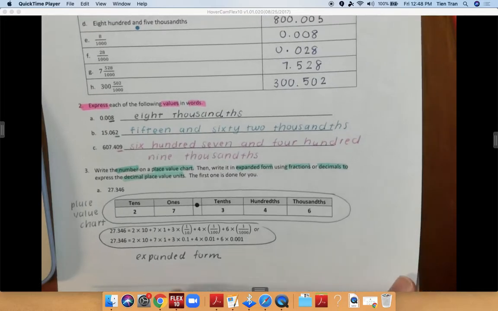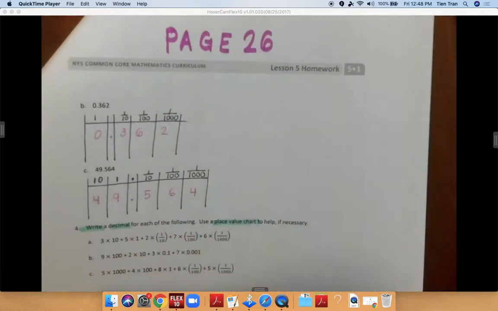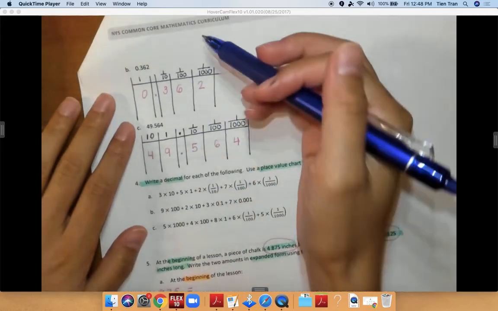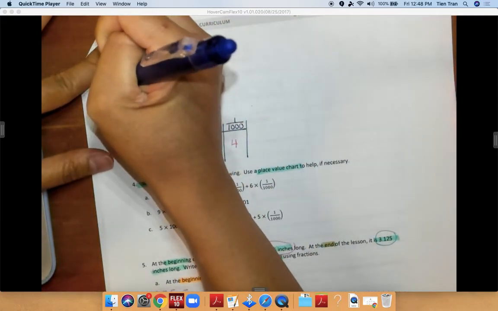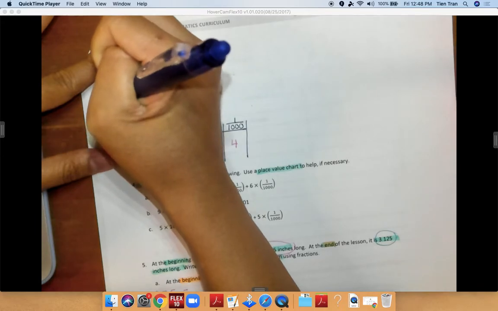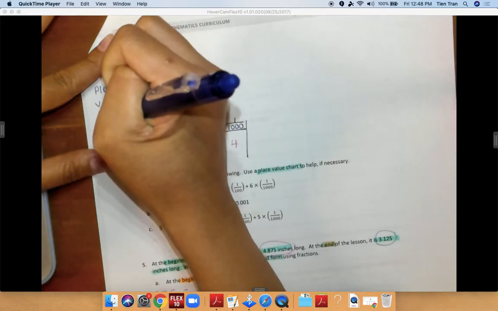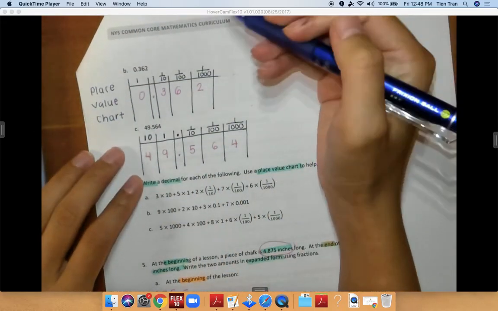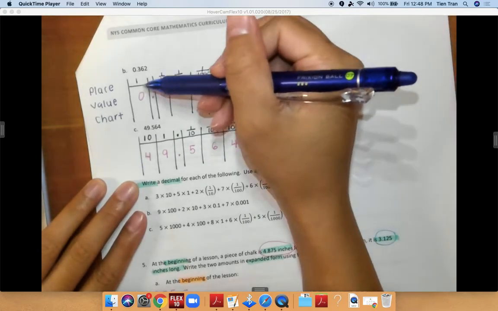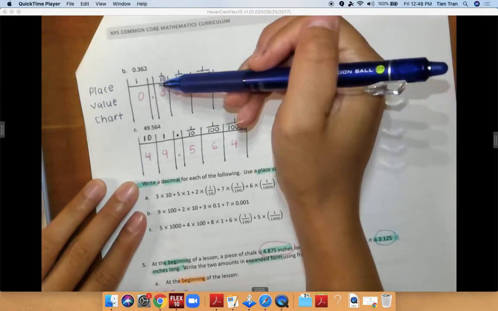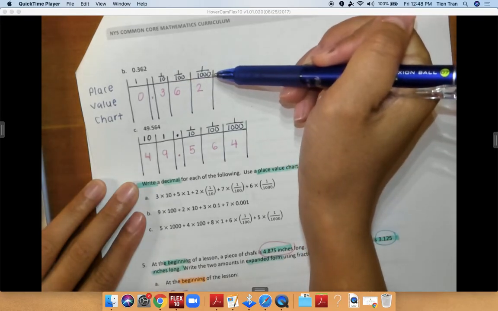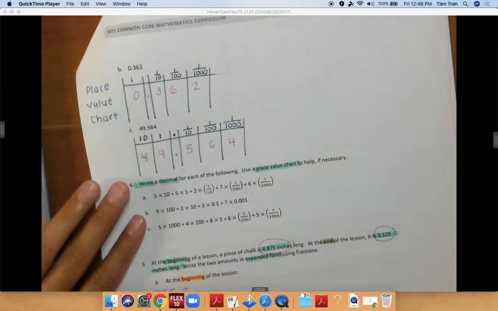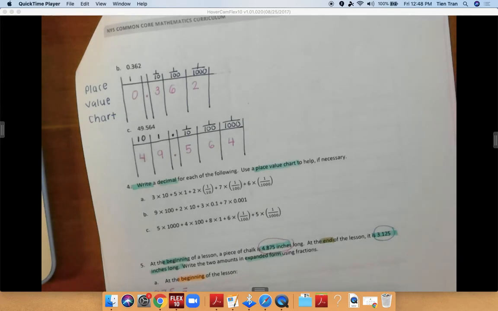Okay, we're going to turn to the next page. Now right here we have the place value chart. Okay, so I'm going to label it place value chart, and I drew it out. I plugged in my numbers and I labeled my ones place, my tens place, my hundreds place, and my thousands place. Okay, now I want to write it in expanded form.